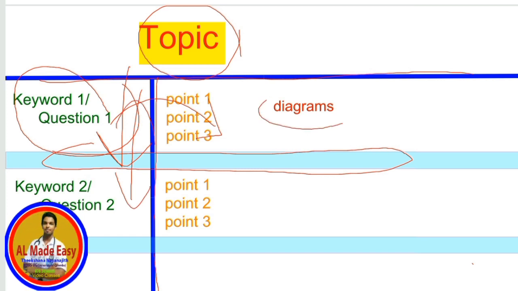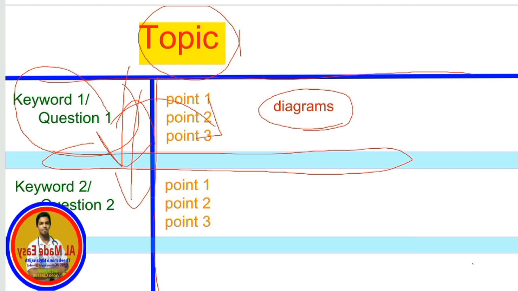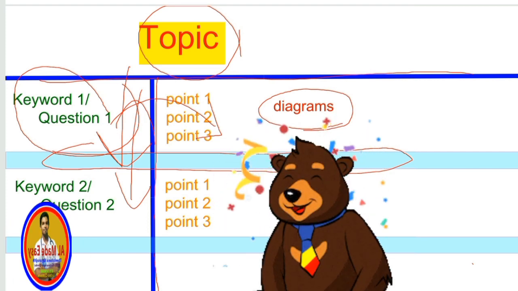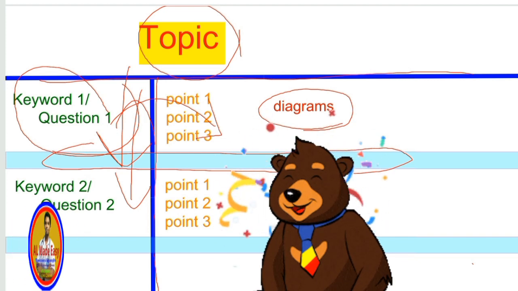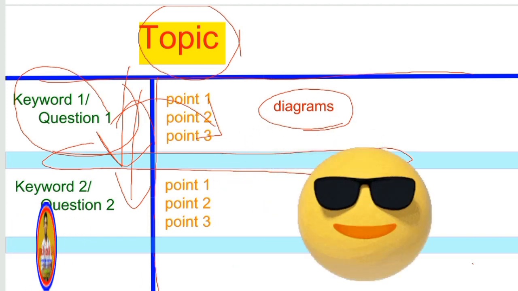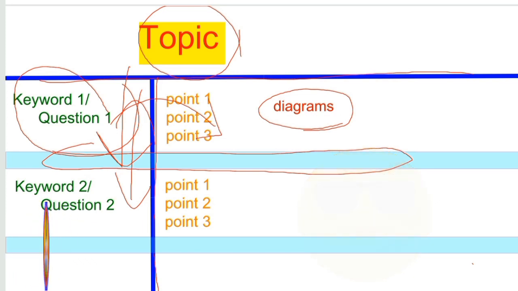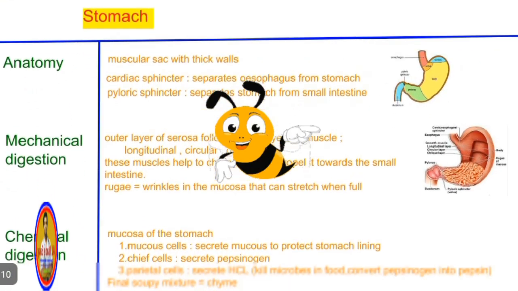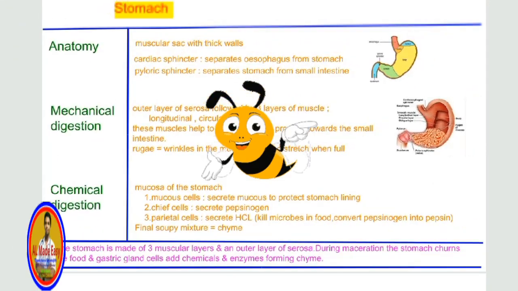Here we can use diagrams also. Another thing is we can use different color pens to make it more attractive, not only for this but also for all the methods. Okay, let's move on. Here is an example for the corner method. You can see.